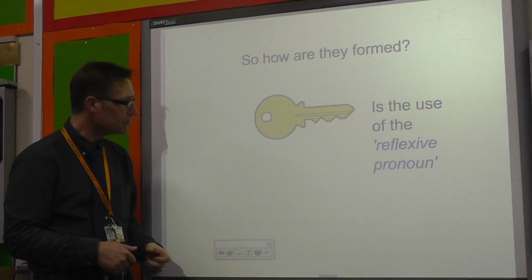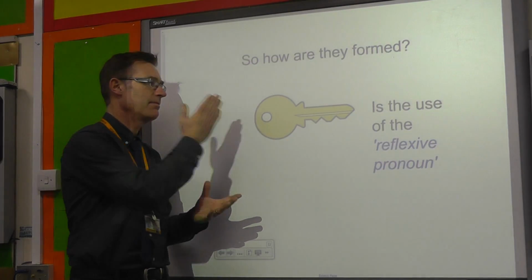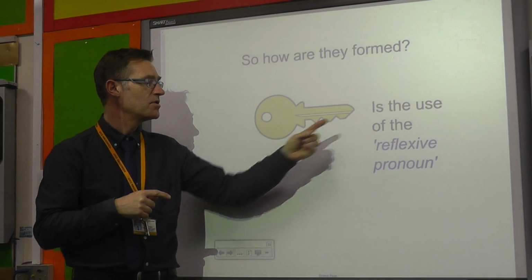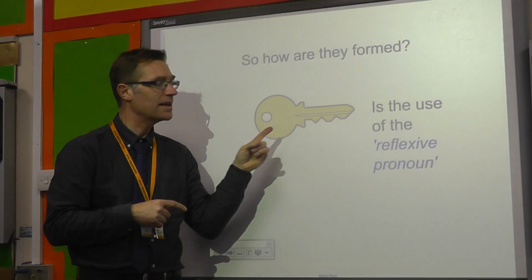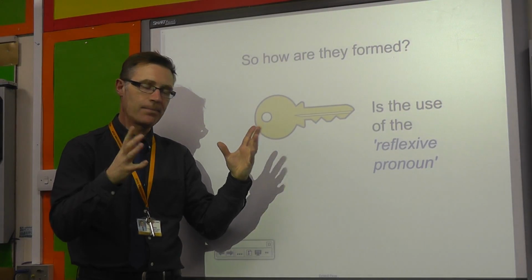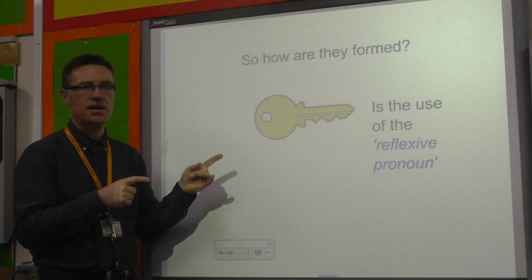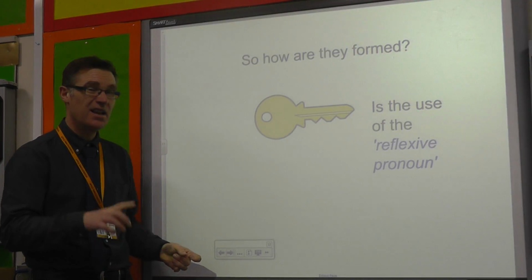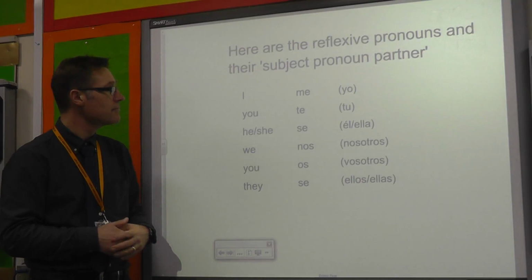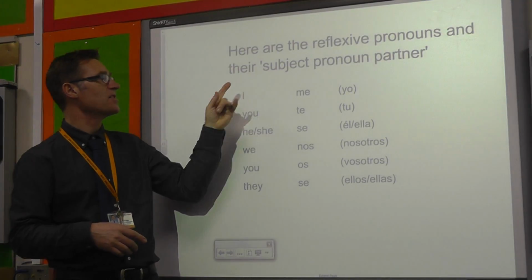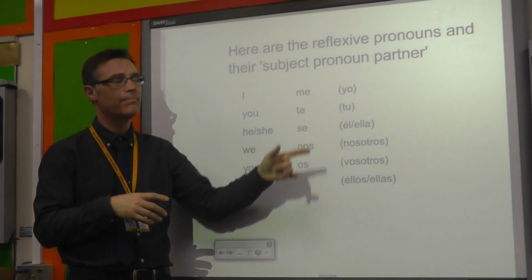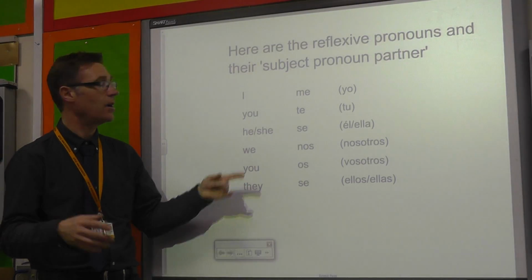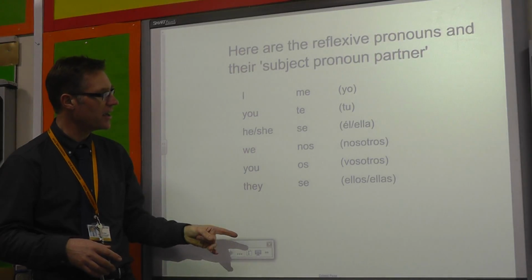As ever, let's see if we can unpack that. There it is, there's the key. So how are they formed? The use of the reflexive pronoun is key. So we've got to understand what the reflexive pronoun is and use the reflexive pronoun. It's not that difficult. So here they are. Here are the reflexive pronouns and their subject pronoun partner that they're working with. So here's the English, as we know. I, you, he, she, we, you, and they.